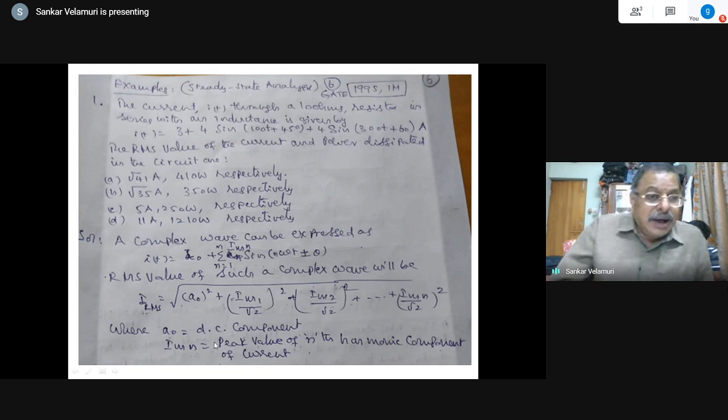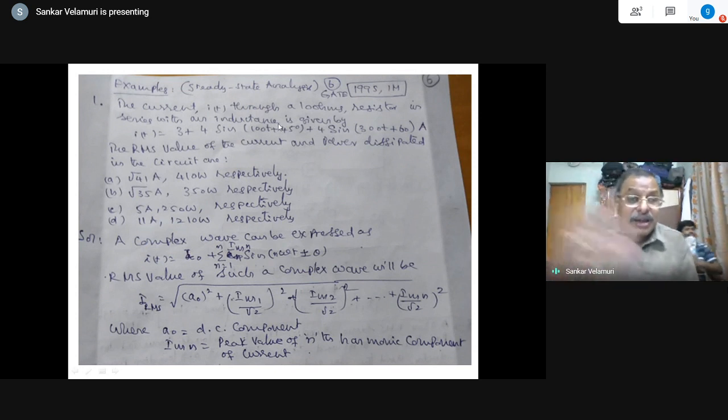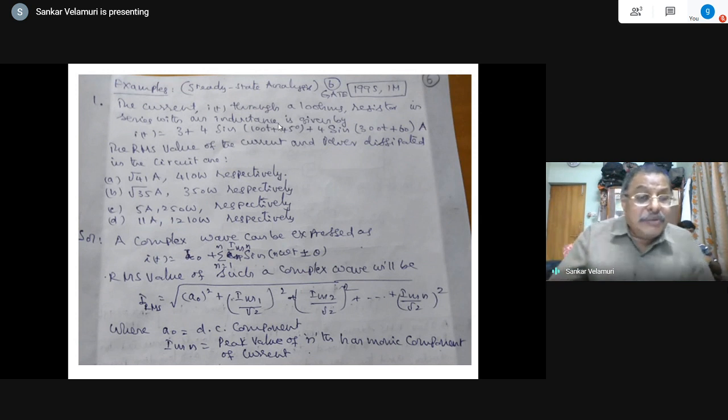Then get the RMS value of the current. Once you know the RMS value, and it is only a 10 ohm resistance in series with an inductance. The inductance is not stated as having internal resistance. So we can assume that, even otherwise, the average power consumed in the inductive branch alone is 0. Assuming that, we can get this solution. If the resistance of the inductance is also given and you find another answer, it is debatable. So based on the assumption that the average power consumed in the inductance is 0 and the 10 ohm resistance, we have got the power as I square into R.